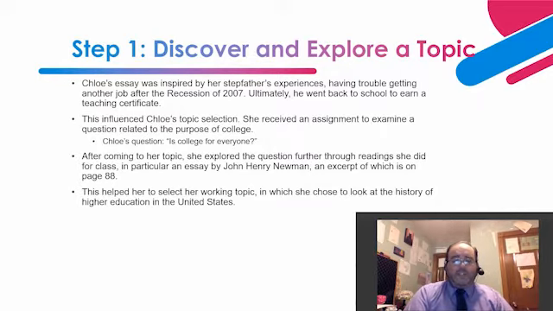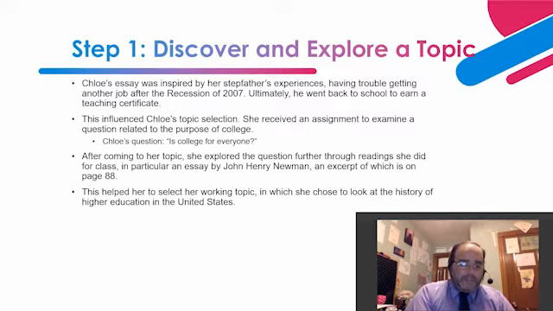So Chloe's question is, college for everyone? That was the question that she came up with for her essay. Now, after she came up with the topic and her question, she started exploring the question further. And she's using readings that she is doing for other classes. In particular, there was one that she found for another class.